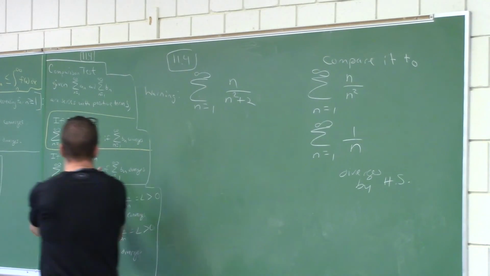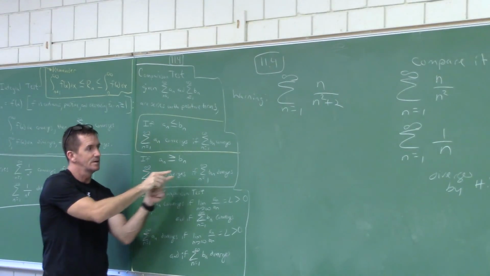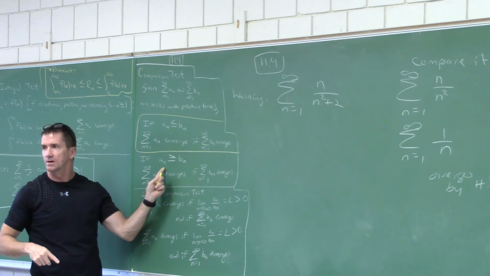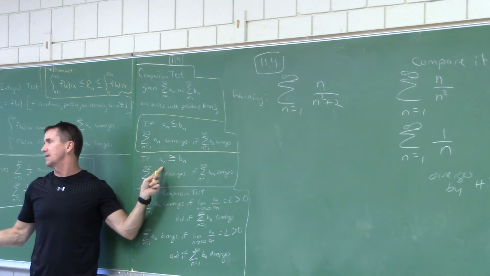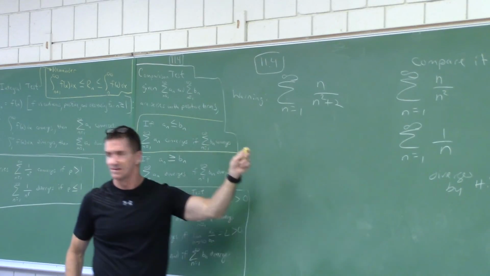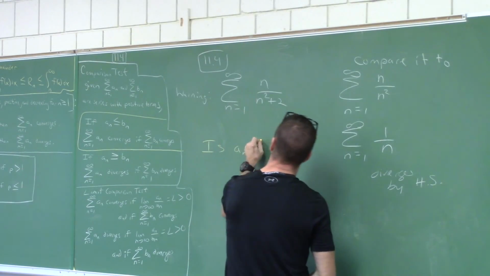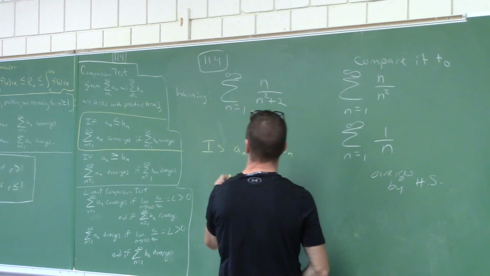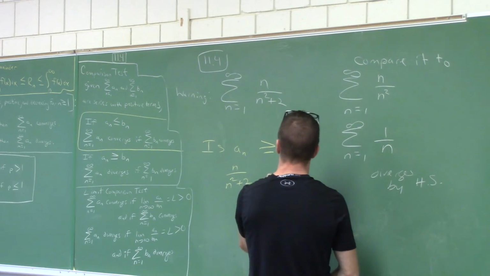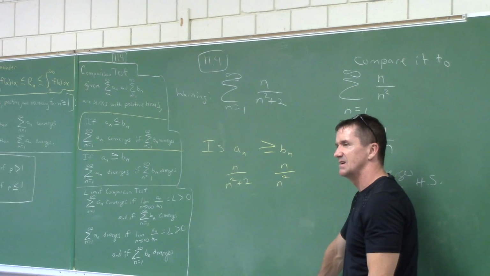Here's the trouble, though. What does this say right here? I can use the comparison test if the series I'm comparing it to diverges, so what has to hold true? A sub n has got to be greater than or equal to B sub n. You follow me? And look carefully. Is A sub n greater than or equal to B sub n? That's the trouble. So I'm not going to use the comparison test on this problem. Connor, do you follow that? Yeah. I just want to make sure.